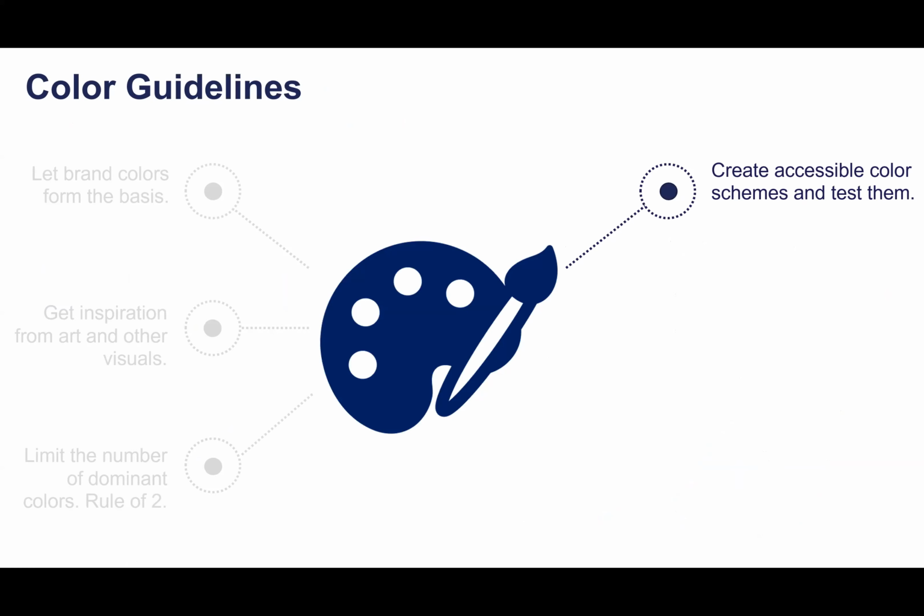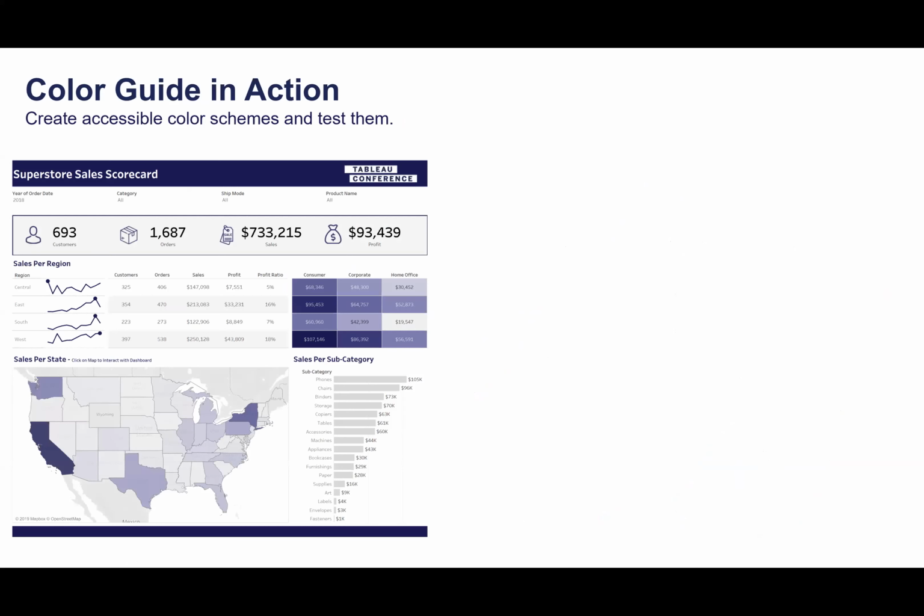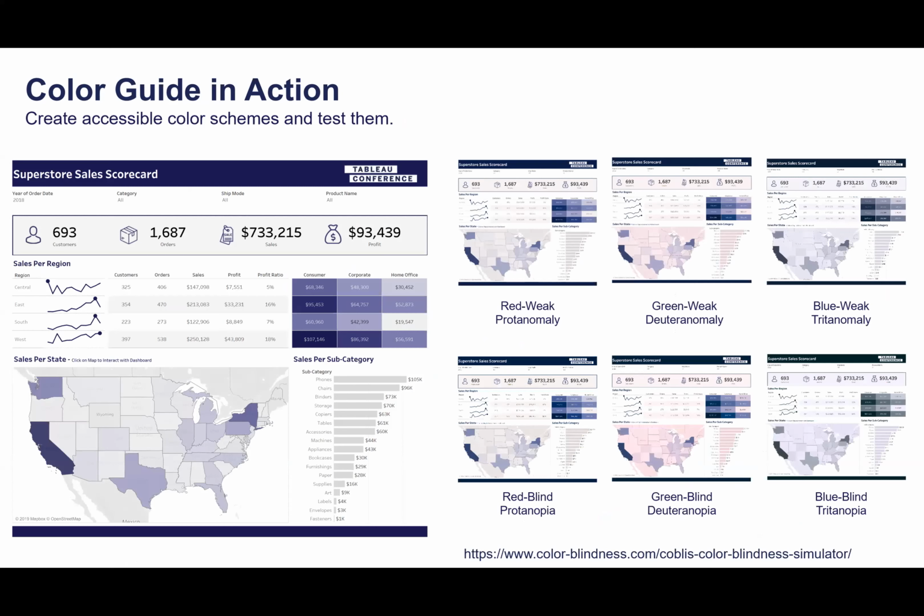Make sure you're creating accessible color schemes and testing them out as well. So in this example on the left-hand side, I took this image and I placed it into a color blindness simulator just to make sure that anyone that has some form of a color deficiency or vision deficiency could still see what I needed them to see. The goal here was that I needed them to see the shading of the segment chart in the top right, as well as the shading on the map. And no matter what the color deficiency is, that can still be seen here, right? So you can see it for red weak, green weak, blue weak, red blind, green blind, and blue blind.